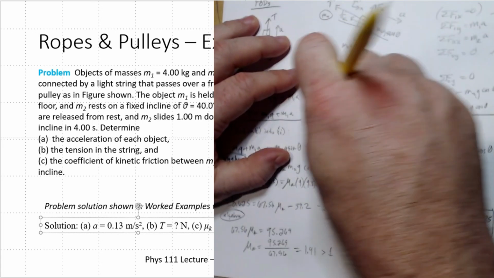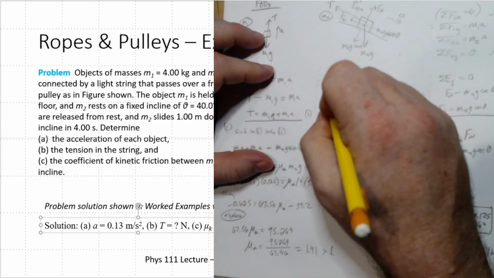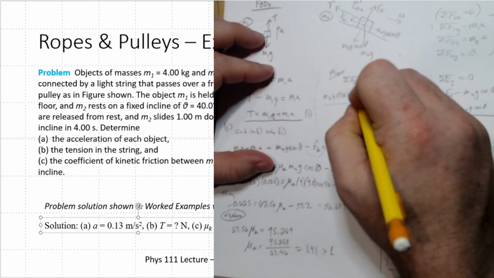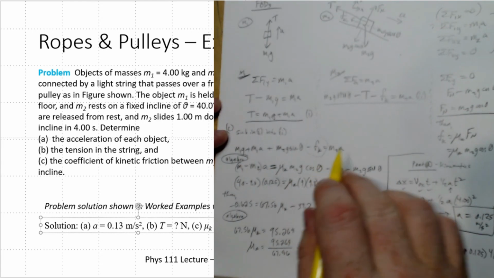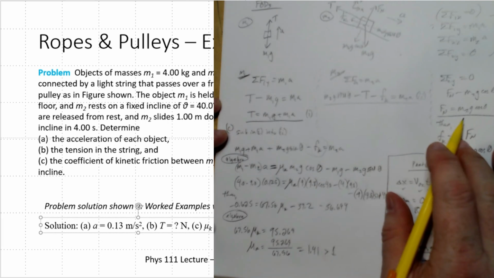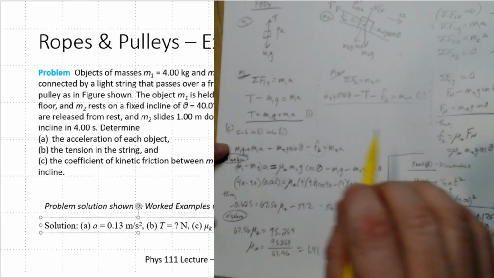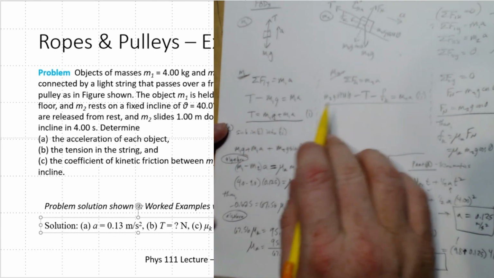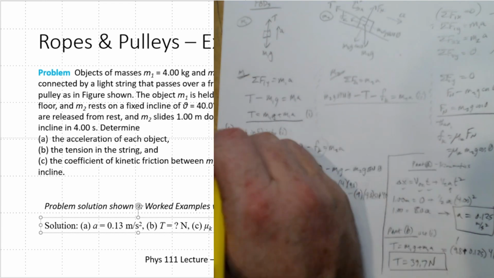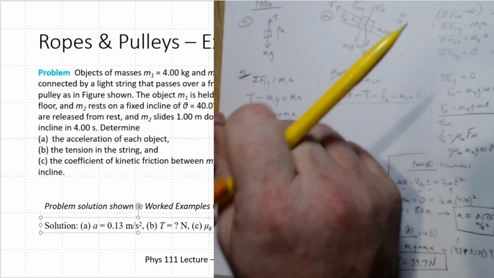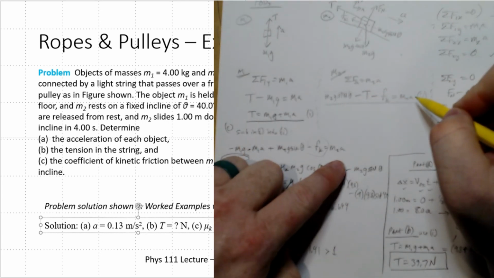Here's what I'm going to do about this. M2g sine theta minus t minus fa. All right, so that means over here, when I make the substitution, I make the tension substitution. Tension goes in here. This becomes m1g plus m1a. That's a minus sign goes in front of this. Minus sign goes in front of this. This remains unchanged. This remains unchanged. That remains unchanged.